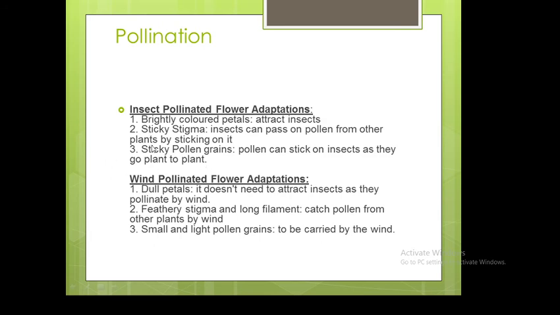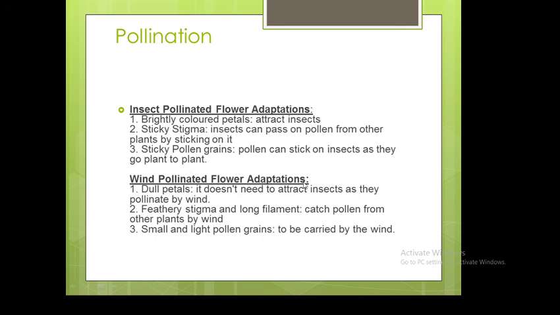So now we know what is insect pollinated, okay. Let's revise quickly. The petals are bright colored to attract insects. The stigma is sticky, okay, to allow the sticking of the pollen to it. Pollen grains are also sticky to be stuck on the insect, okay, as they go from one plant to another.